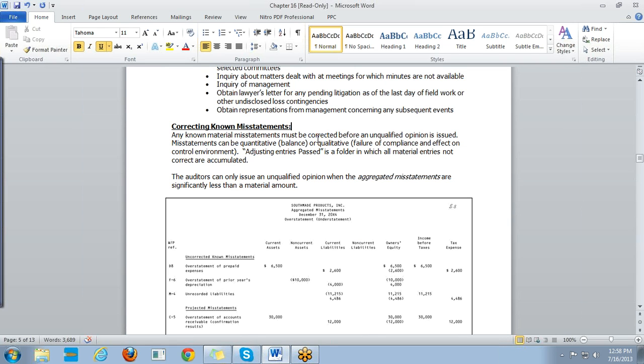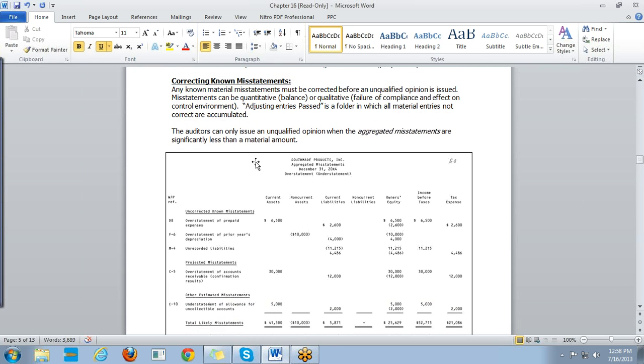And any correcting known misstatements, let's talk about that. How are you going to correct that? You call it unqualified, actually it should be called unmodified. So make sure you make that change.